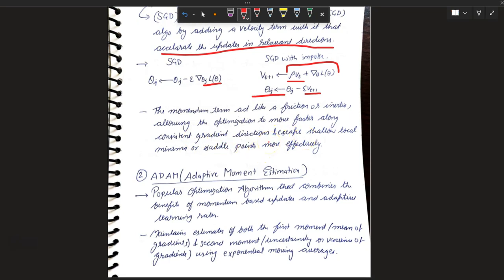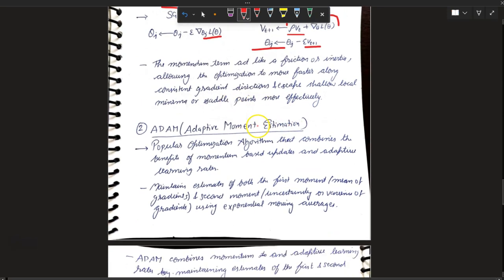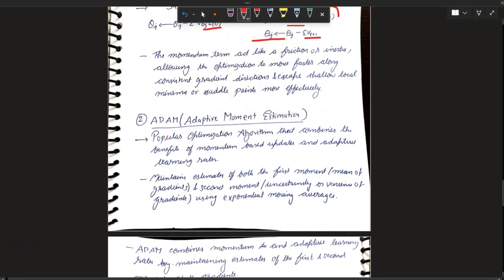Similarly, I gave you the example of a ball dropped from a hill; while it comes down the path, it avoids all the obstacles. You can relate it to the same idea. Now, the next is ADAM.